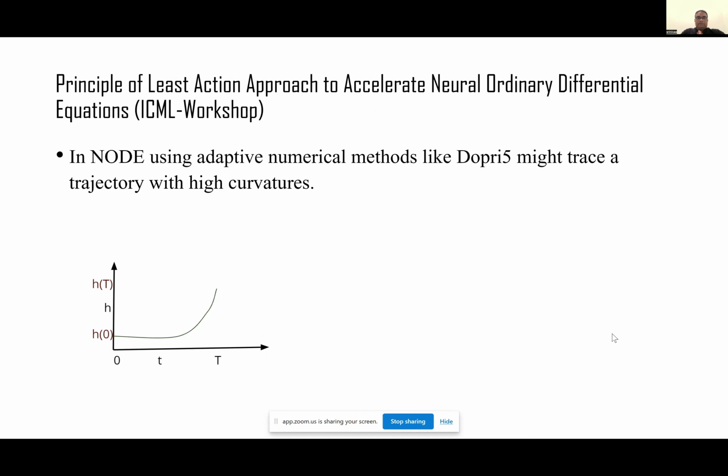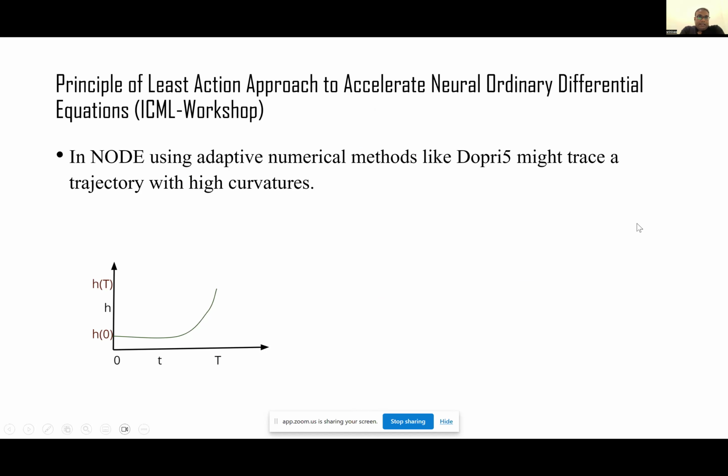And this is another work, which is my last work in this presentation. The title is Principle of Least Action Approach to Accelerate Neural Differential Equation. This paper was accepted at an ICML workshop. I didn't submit it as a full paper; I didn't work on this completely enough to submit a full paper.